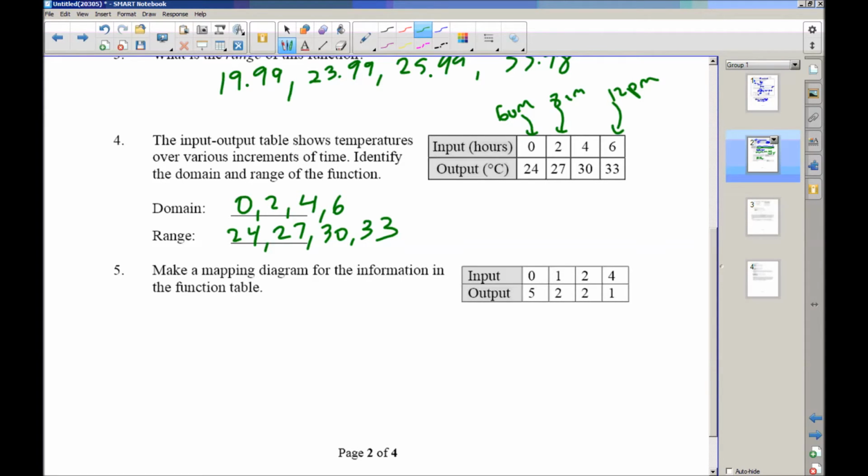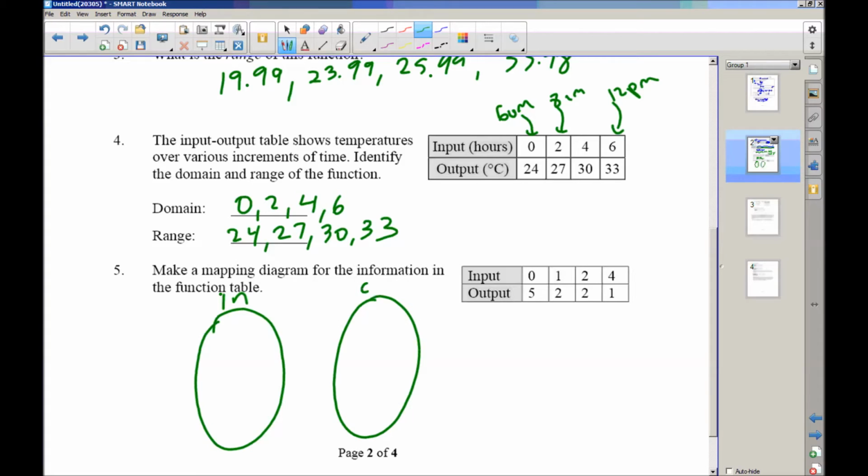Making a mapping diagram for the information in the function table. So we want to make a mapping diagram. A mapping diagram consists of the list of inputs inside a bubble and the list of outputs inside a bubble. And then once we list our inputs, 0, 1, 2, 4, and we list our outputs, 5, 2, and 1. Notice there are 2 2s in our output list, but I only put it in here once. Okay? And that's because for an input-output diagram, we just connect. And if we have the same thing in there twice, it would be confusing.